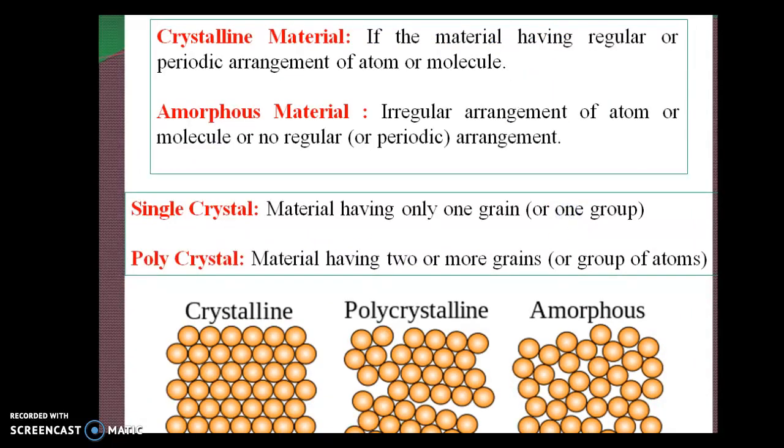Already I think you know about single crystal. Single crystal means the material has only one grain, and polycrystal means the material has two or more grains. Crystalline means regular or periodic arrangement, whereas amorphous means there is no crystalline order, that means it is irregular in shape. Crystalline materials are also called single crystal and polycrystal. Here we have only one grain for the single crystal, and here we have three groups: one, another two, this is the third group. So we can say it is a polycrystal.